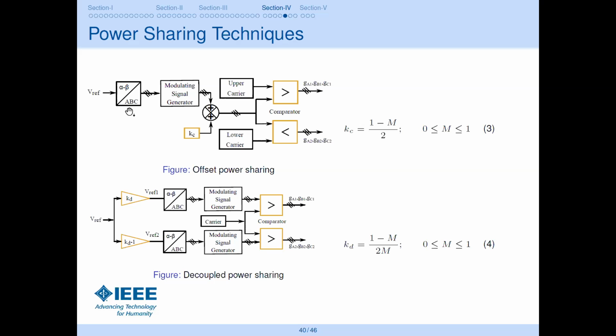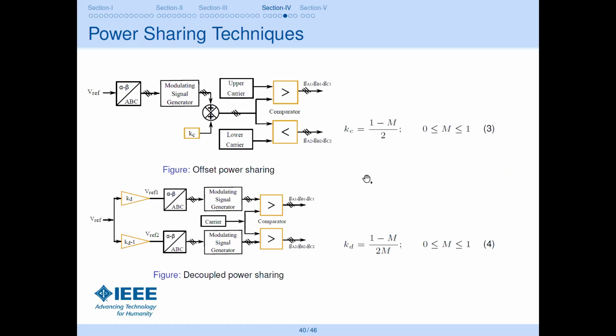You have offset power sharing on the top and the decoupled power sharing on the bottom. Here, what you're doing is providing an offset for the same modulating wave, and you are using opposite comparison logic. In the decoupled power sharing method, you are splitting the modulating wave into two equal halves, and you have your modulating signal generator, and you're comparing with the same logic.